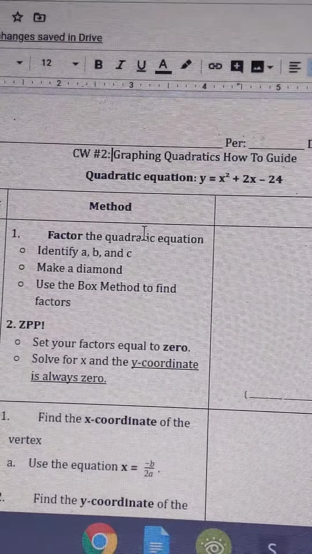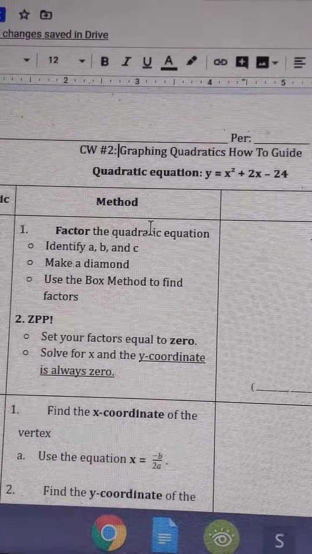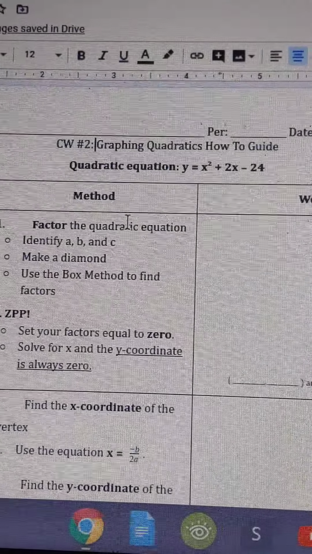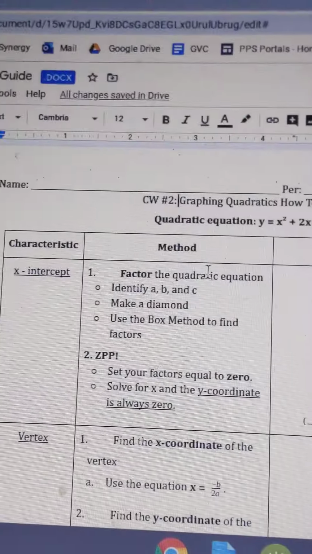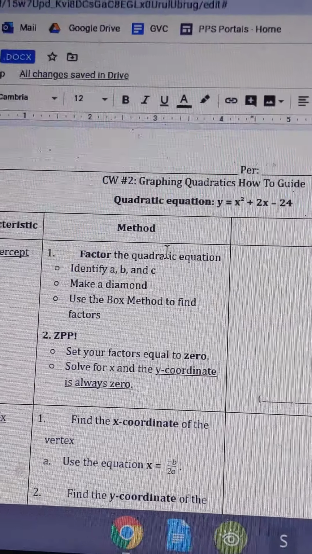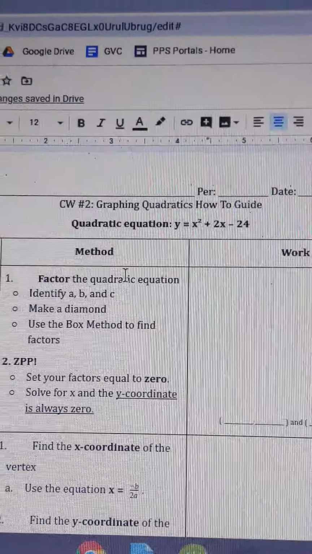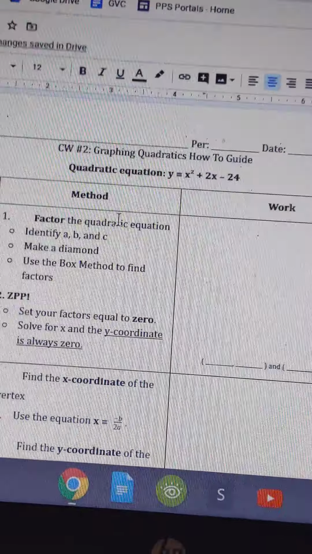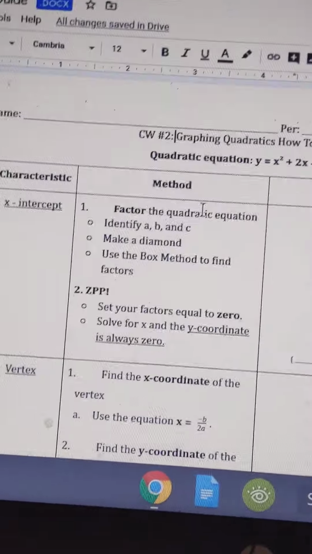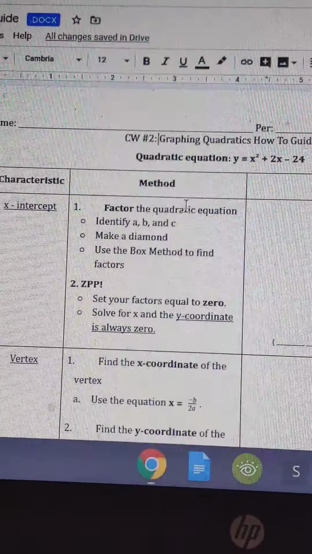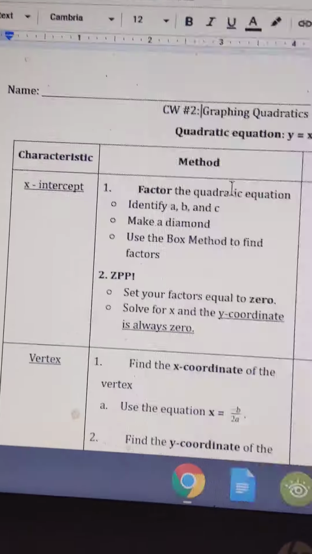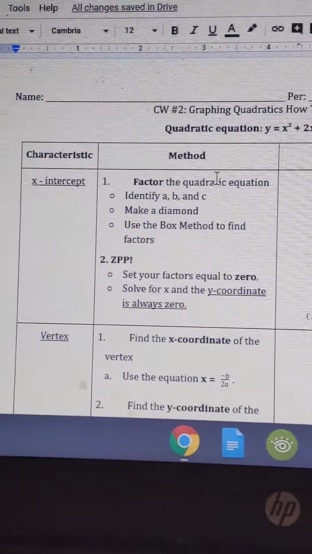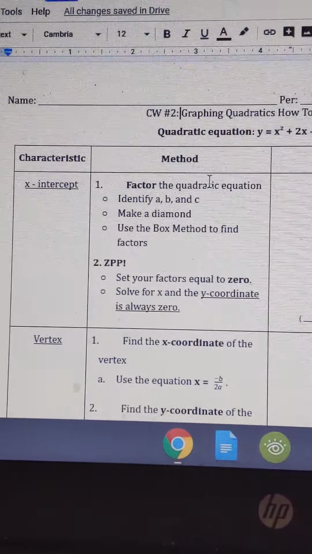Hello, it's Miss Halls. Please open up to classwork number 2, Graphing Quadratics How-To Guide. It looks like this. I am going to tell you right now that if you follow along, you will have this entire worksheet completed. If you follow along, you can use this worksheet on your test. This is going to help you with everything we're going to do for the rest of the school year. So this is the most important classwork to do. Okay?